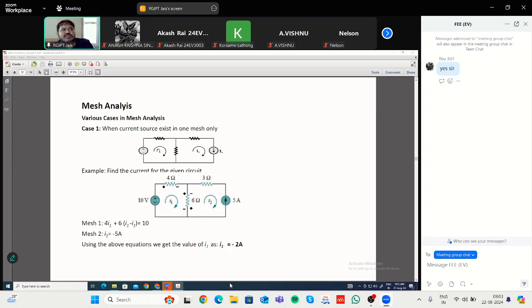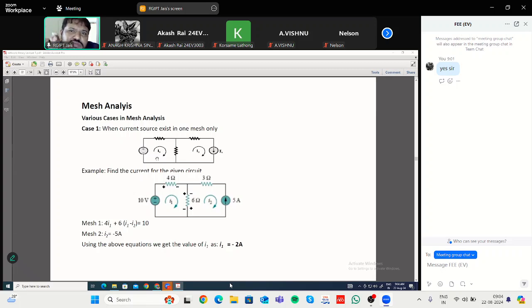Now the main problem was the common elements between each and every mesh. Just to revise what we did yesterday, this is the last circuit we did. This is case one. Now, the basic thing we have understood. We will consider various cases, various scenarios where you will face problems.